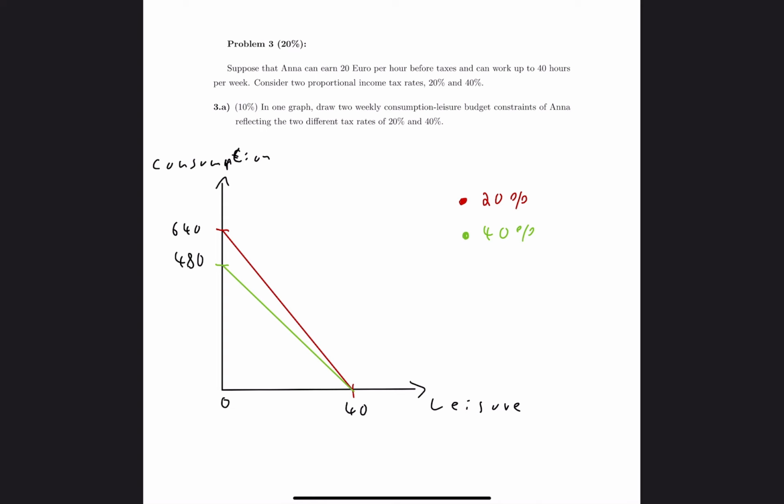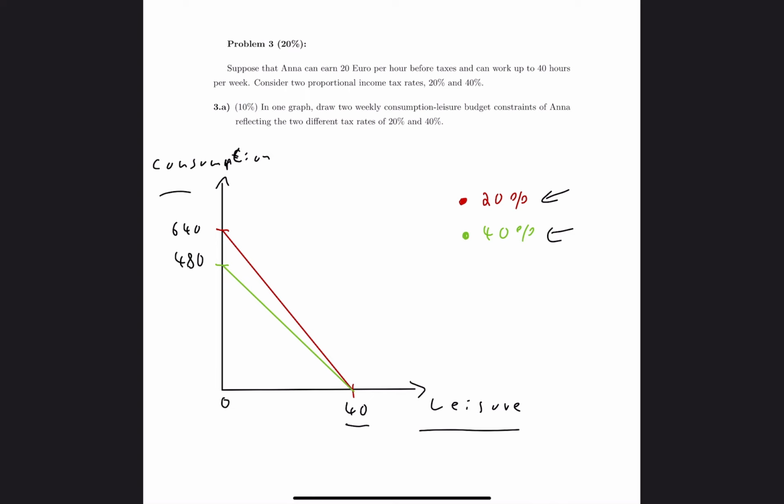Okay, so the red budget constraint here refers to a tax rate of 20% and the green one to the tax rate of 40%. As you can see, I drew a coordinate system where on the x-axis we have leisure and on the y-axis we have consumption. The maximum amount of leisure that Anna can enjoy is 40 units, so 40 hours per week. If she does so, she's not earning any income, therefore the consumption is zero.